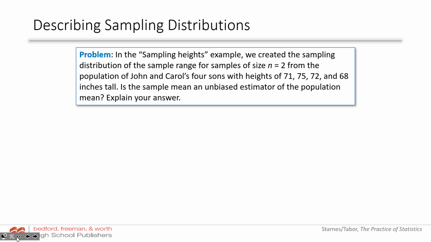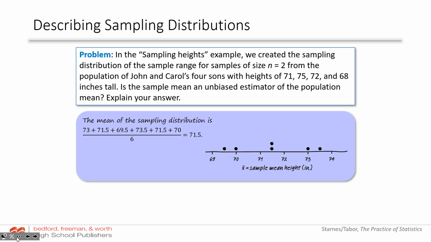Okay. Now we talked about mean with the same example. So let's see, is the sample mean an unbiased estimator of the population mean? So same thing, in order to answer that question, we need the mean mu of all the x bars, and that needs to be equal to the population mean.